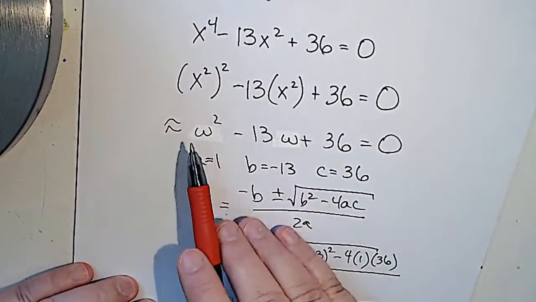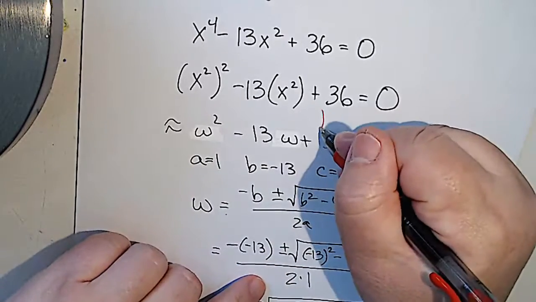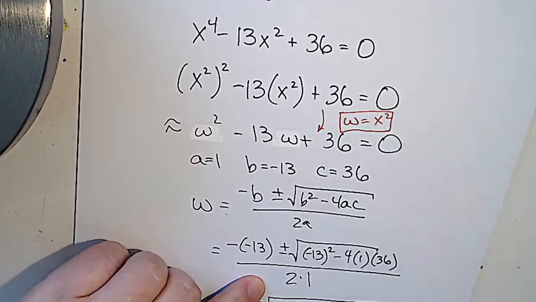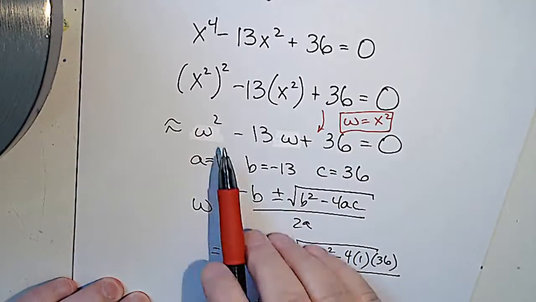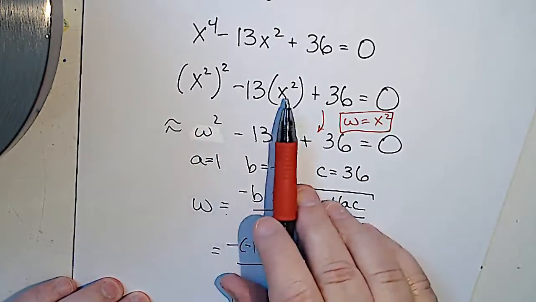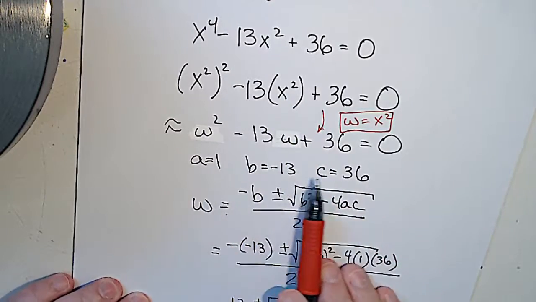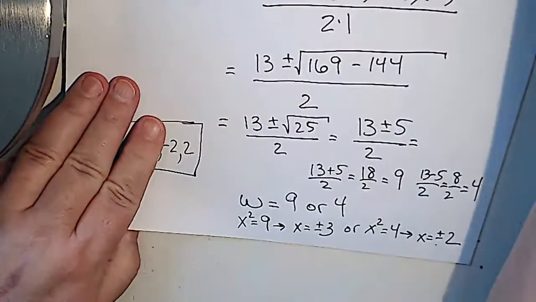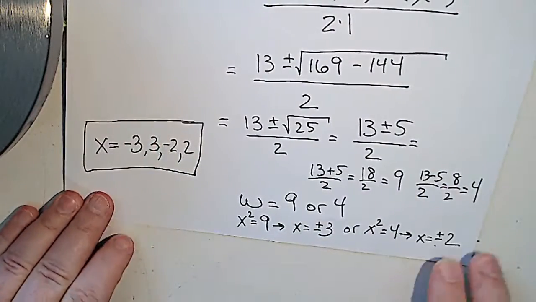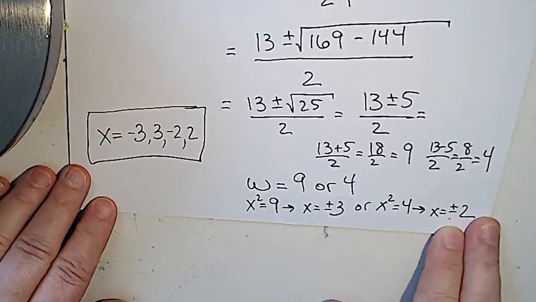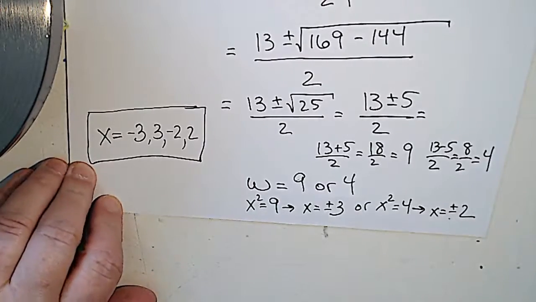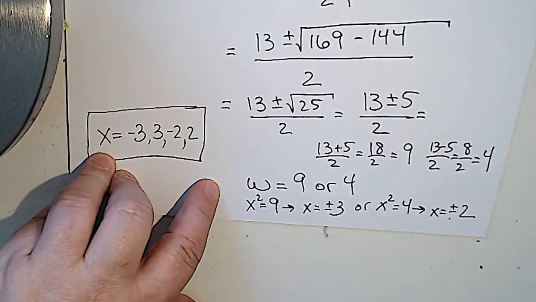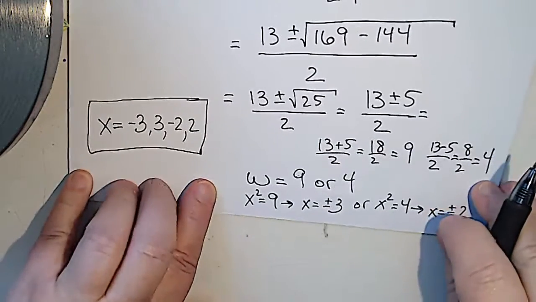I replaced x squared right here with w. w equals x squared. So where there was an x squared, I now have a w. I wrote down a, b, and c, and I solved for w. And then I ran out of room, which is when I start writing really, really small. That's a super ability of mine, writing really small when I have to.